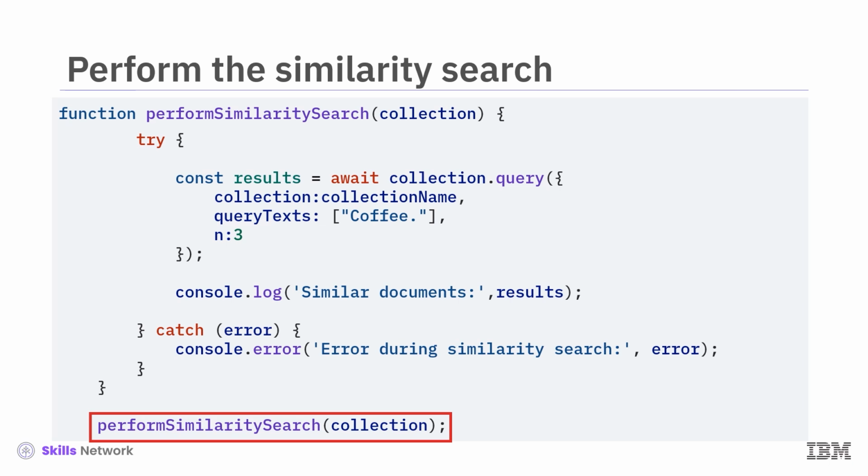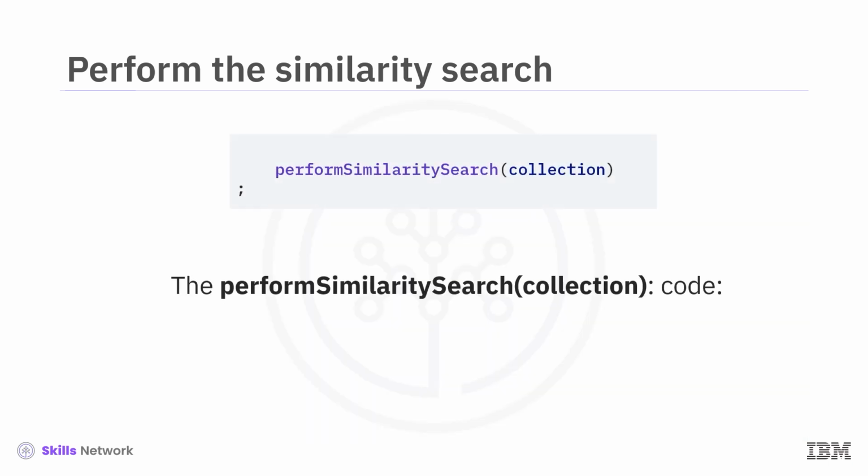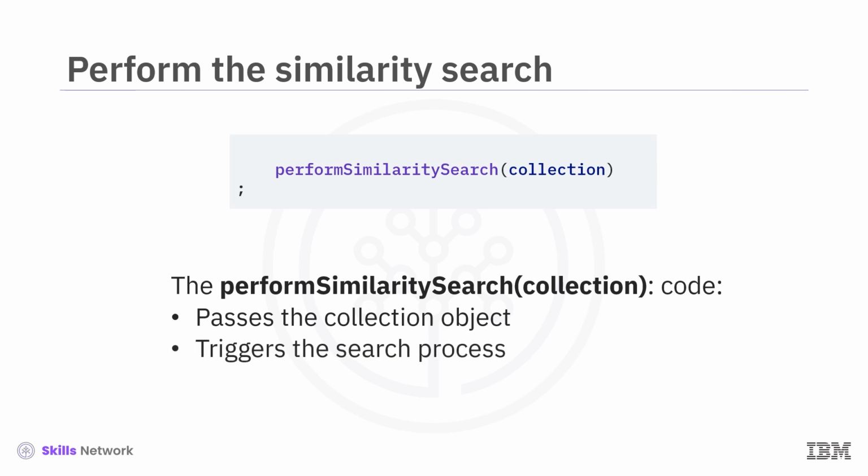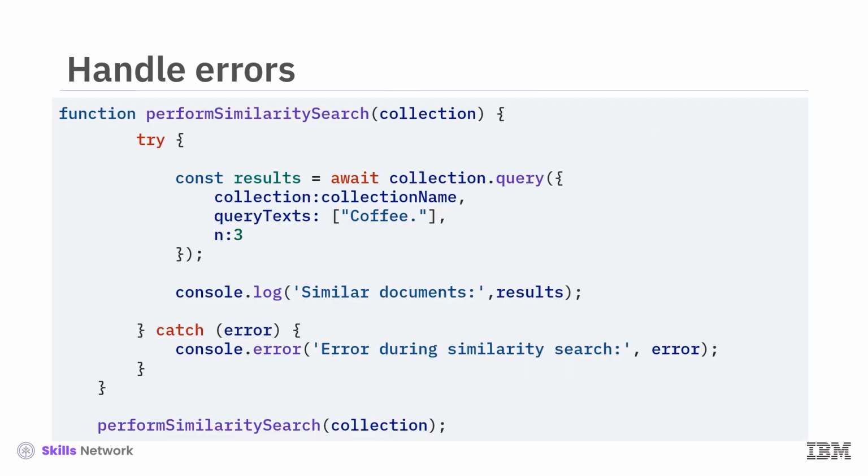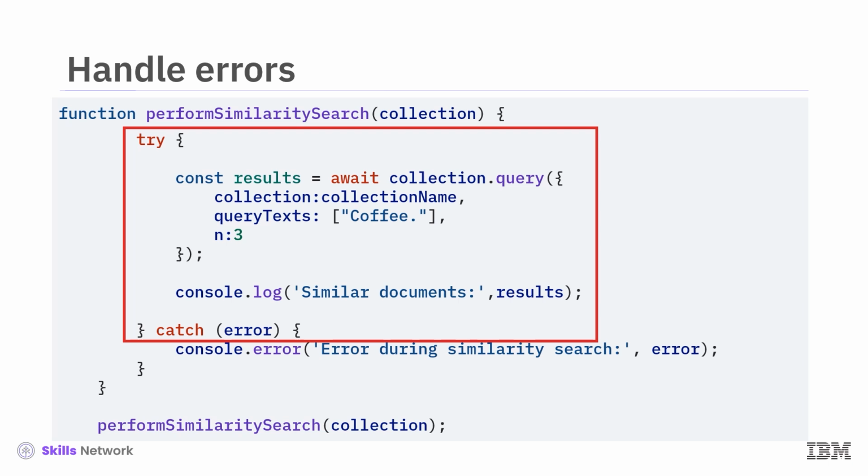Next, check out the code Perform Similarity Search Collection. This line of code, usually placed outside the function definition, is called the Perform Similarity Search function. The code passes the collection object, presumably created earlier, as an argument, triggering the search process. As for error handling, the try-catch block remains available to handle potential errors gracefully.